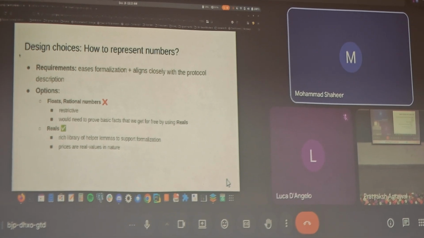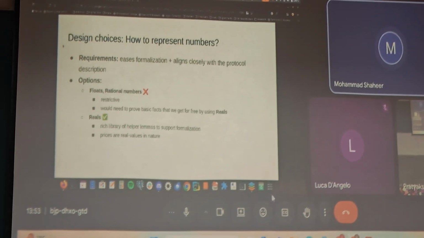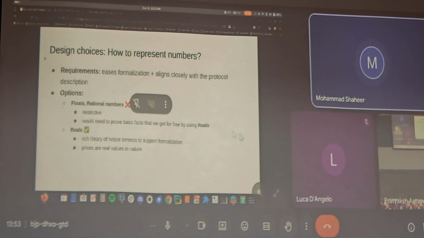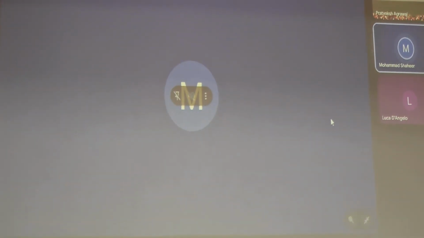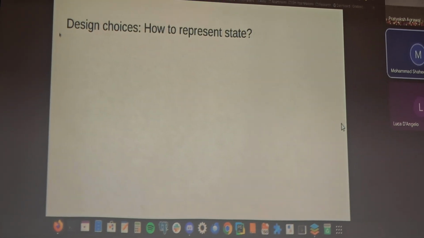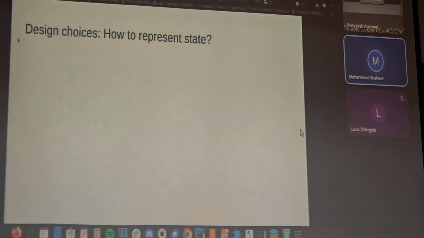And the prices, for example, when we talk about stablecoin protocols, we are basically dealing with prices, and they are real values in nature. So it makes sense to use this library. Another choice that we needed to make was how to represent state.